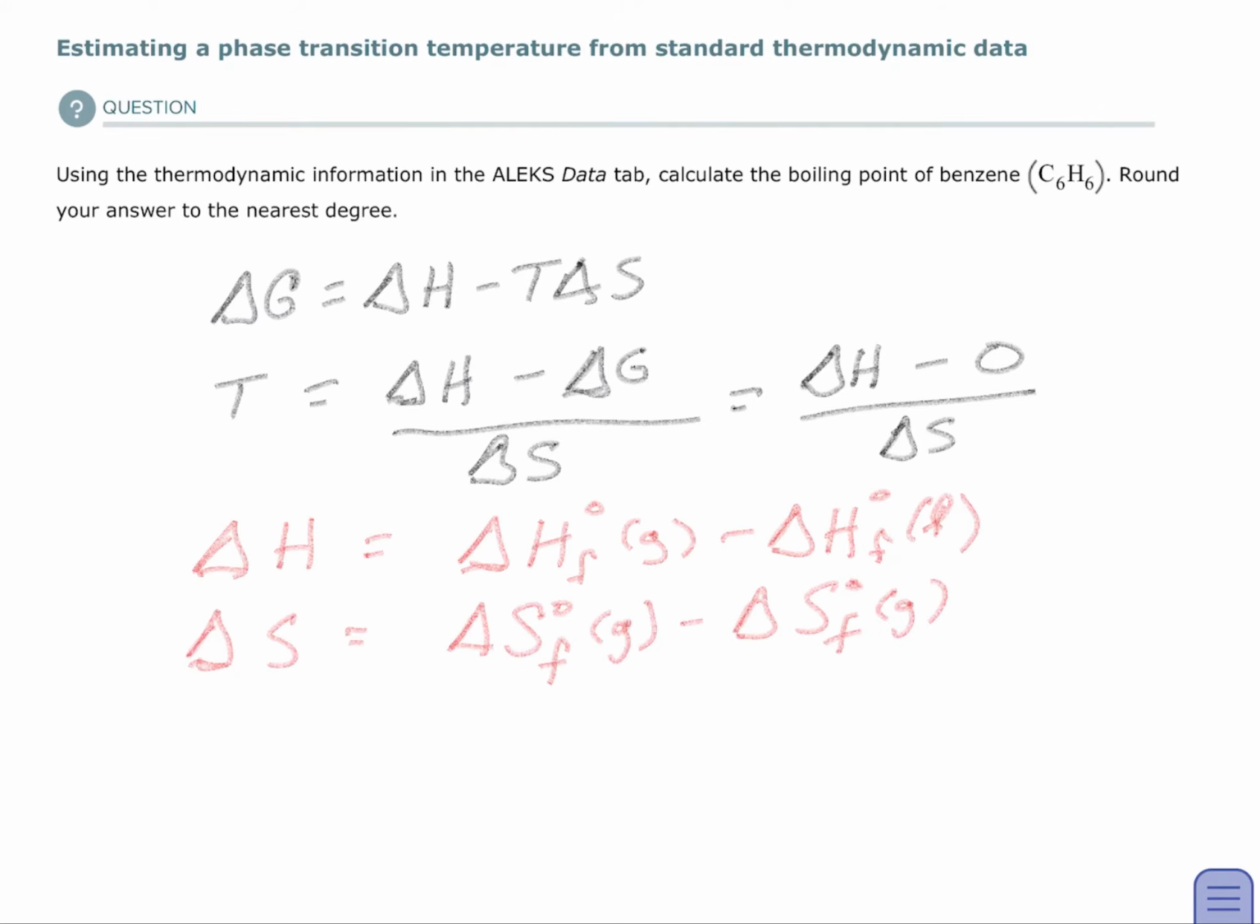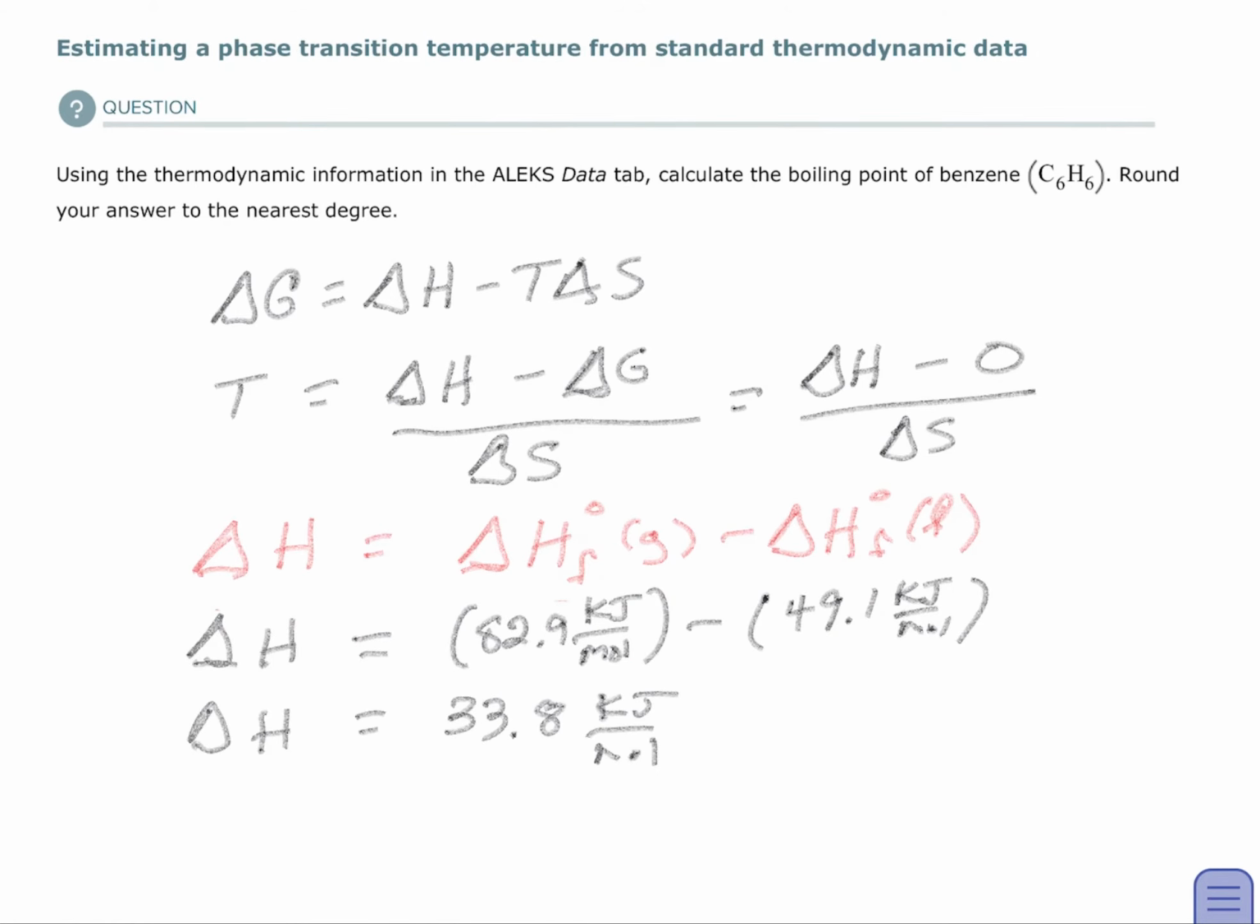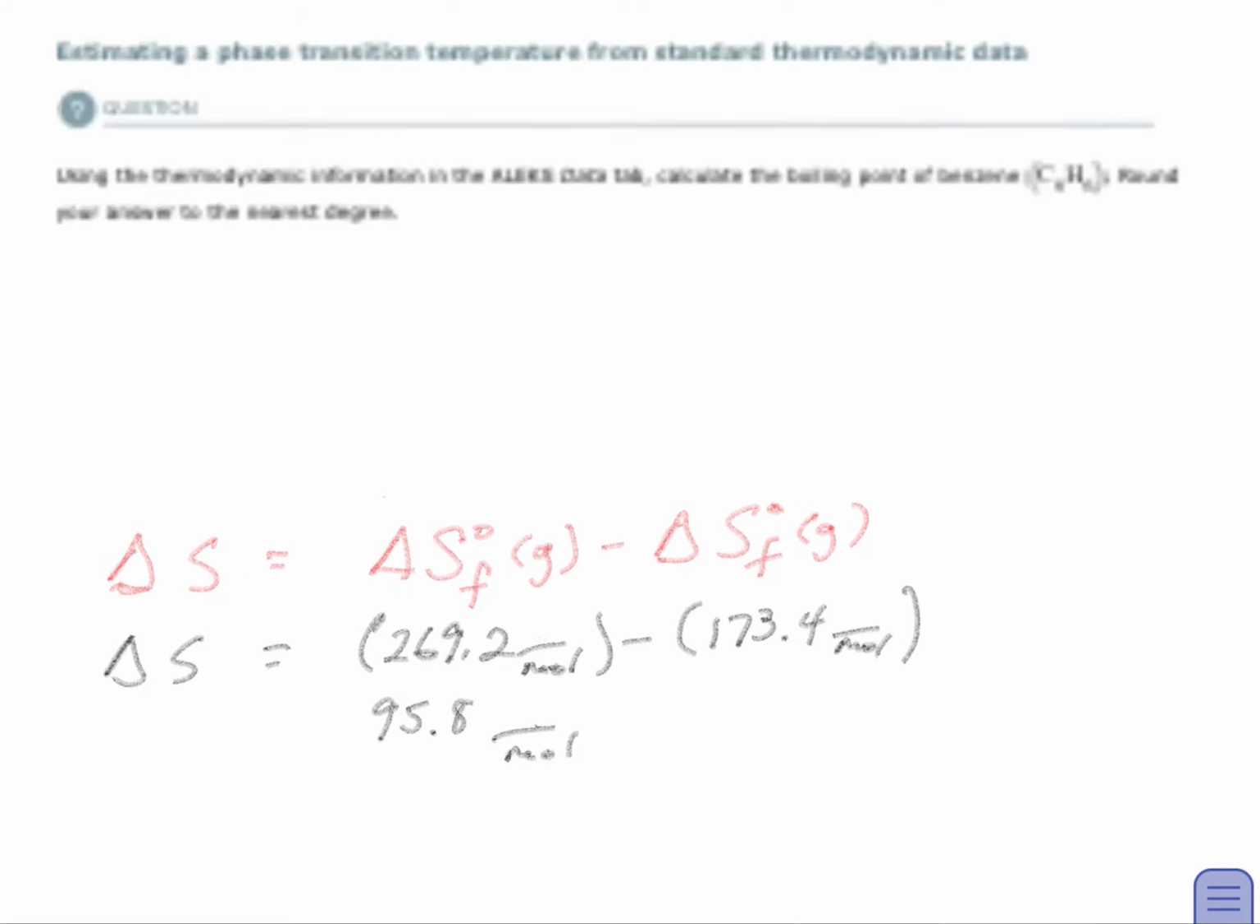So you're simply going to take the enthalpy of formation, your heat of formation of the gas, and then subtract the heat of formation of your liquid. And you're going to do the same for the entropy. So let's do the enthalpy first. I simply looked up these in the data table and subtracted it. This is kilojoules per mole.